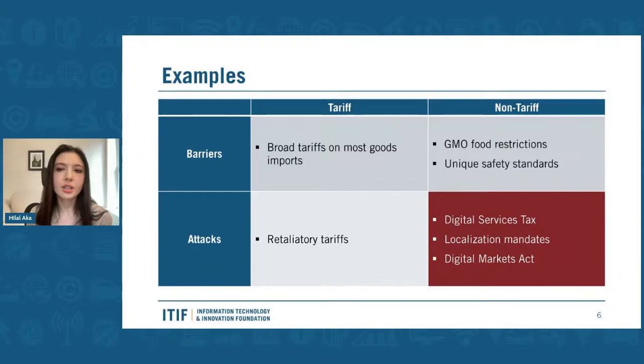Here are some concrete examples to illustrate the differences. A tariff is obviously a blunt tool. A tariff would be, for example, a 25% tax on imported goods. A non-tariff barrier might be obscure safety certifications. But things like digital service taxes, localization mandates, and digital antitrust regulations, like the Digital Markets Act, these are attacks because the primary goal is not to keep US tech out of the market, but to force them to invest in local infrastructure, for example. Data localization requirements can force companies like Google, Amazon, or Microsoft to build expensive data centers in each country as a condition for providing services there.